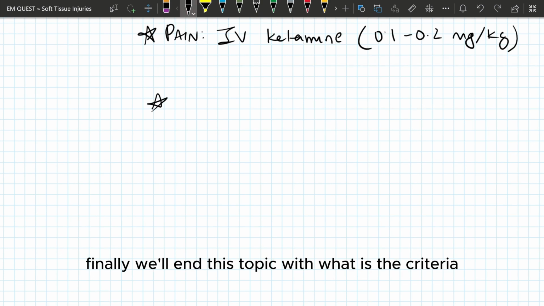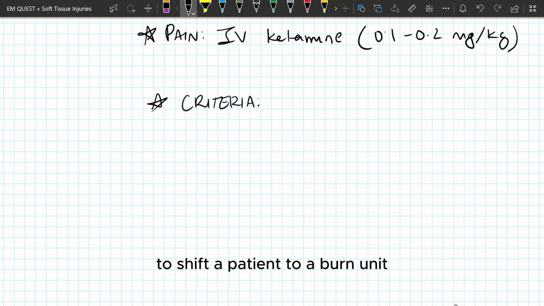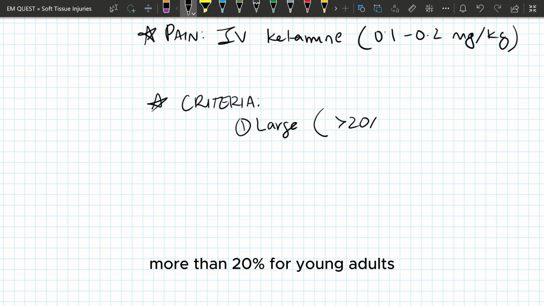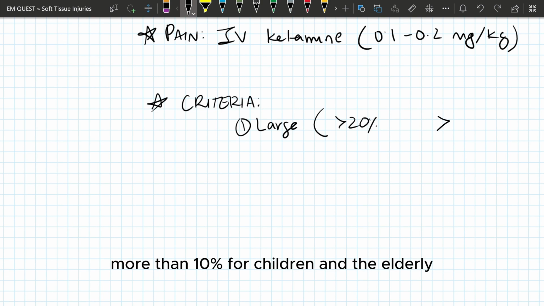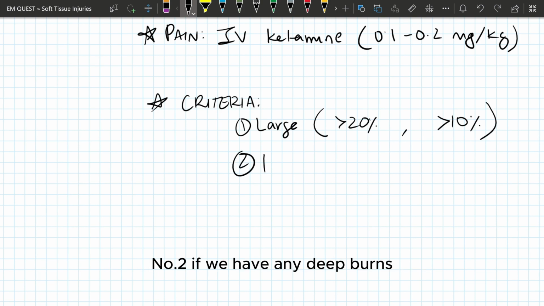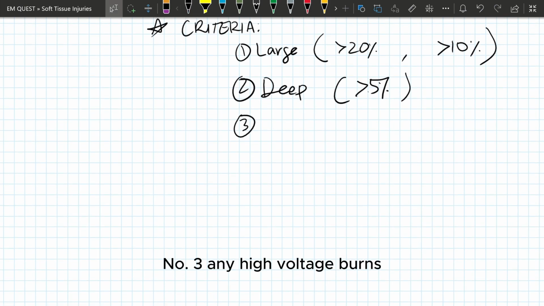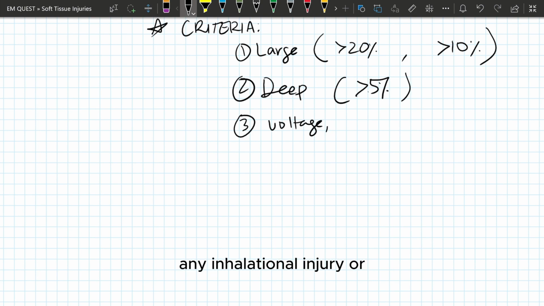Finally, we'll end this topic with what is the criteria to shift a patient to a burn unit. So first of all, large burns. What do we mean by large burns? More than 20% for young adults, more than 10% for children and the elderly. Number two, if we have any deep burns, basically more than 5% full thickness burns. Number three, any high voltage burns, any chemical burns, any inhalational injury.